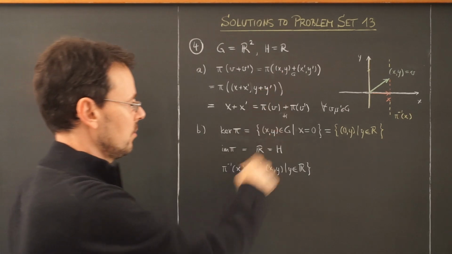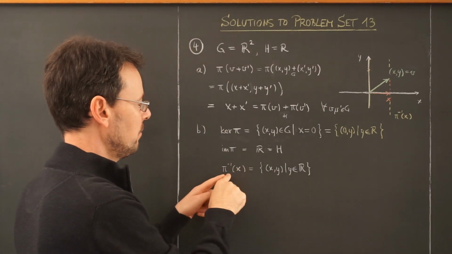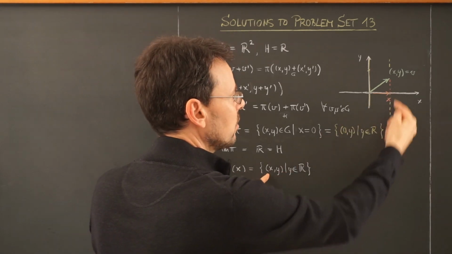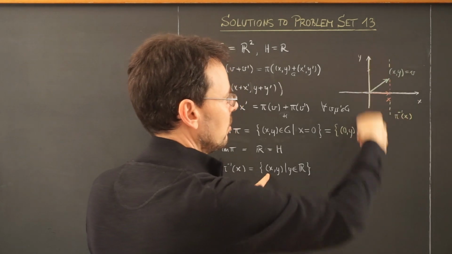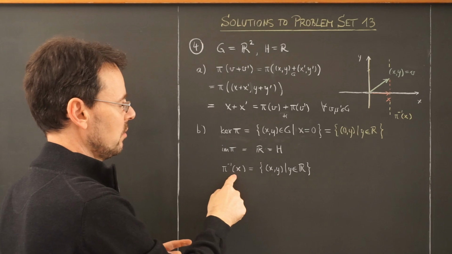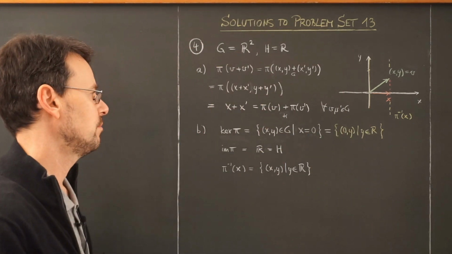And again, because it's so nice to think about this geometrically here, the fiber of this element is simply this point here with a parallel line to the y-axis. All these elements here get mapped to x. So the fibers are all parallel lines to the y-axis.